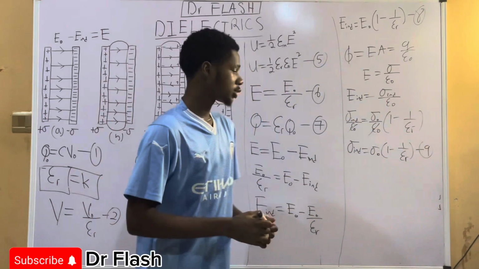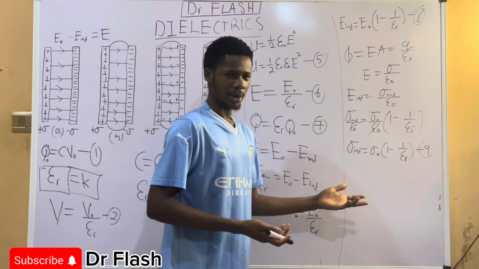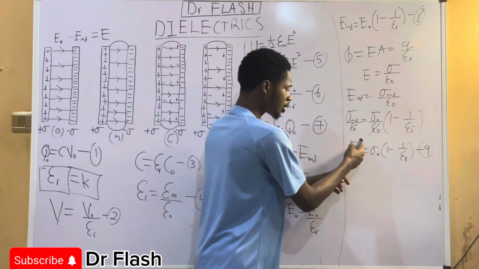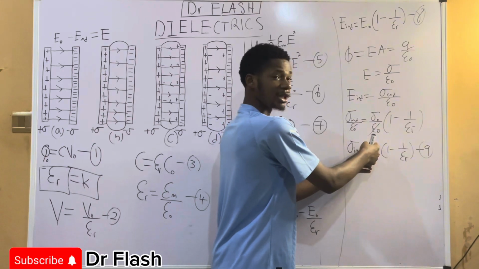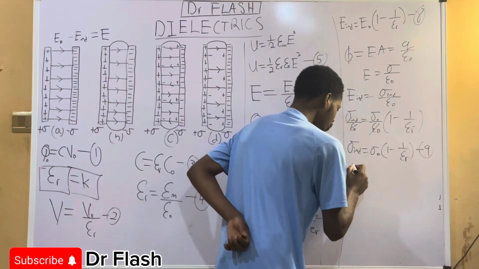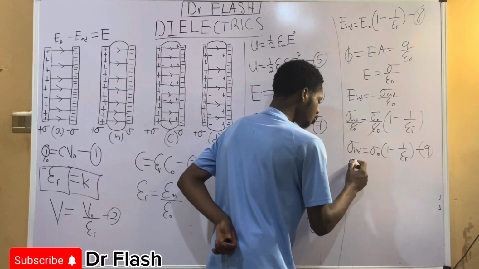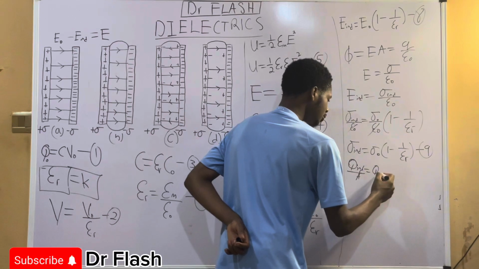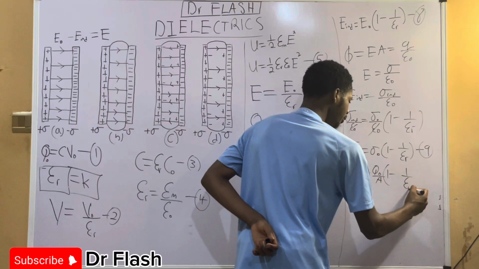Now, there's one more to play with. We do know that charge density means charge over area. So if we substitute for charge over area, we're going to have induced charge divided by area of the plate equals initial charge divided by area of the plate. A tends to cancel out. So induced charge divided by area equals initial charge divided by area, times 1 minus 1 over relative permittivity.